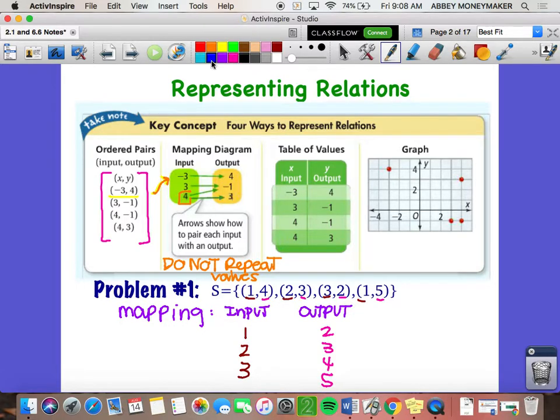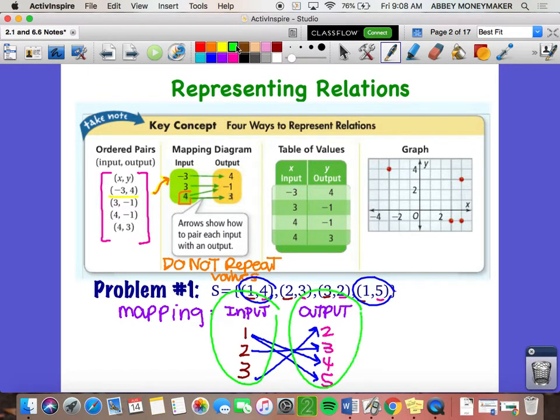So now the last thing I need to do here is draw my arrows. So I have the point 1, 4, so I'm going to go from 1 to 4. And then also notice back here you have the point 1, 5, so you're going to have to draw an arrow from 1 to 5. Then I have the point 2, 3, so 2 goes to 3. And then I also have the point 3, 2. Here is your mapping diagram.